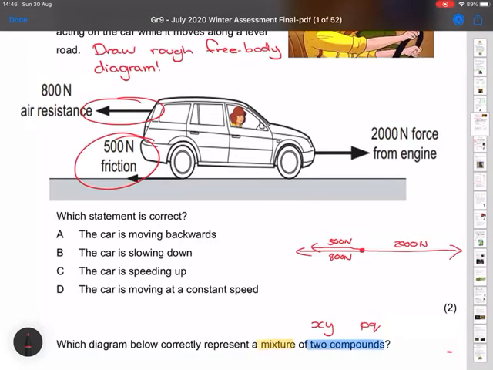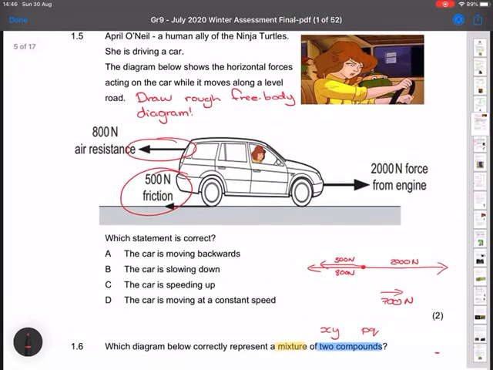What is the net force that's acting on the car? Well, we've got 2000 to the right and 500 and 800 acting to the left. So 2000 minus 500 minus 800 means that the resultant force is 700 newtons acting to the right. If you've got a resultant force, then it means that the object is going to be speeding up, from Newton's laws. If you've got an object that's speeding up, is that one of the options over here? Yes, option C. The car is not going to be moving backwards if you've got a resultant force acting to the right. So A is a lie. The car is slowing down, that's a lie.